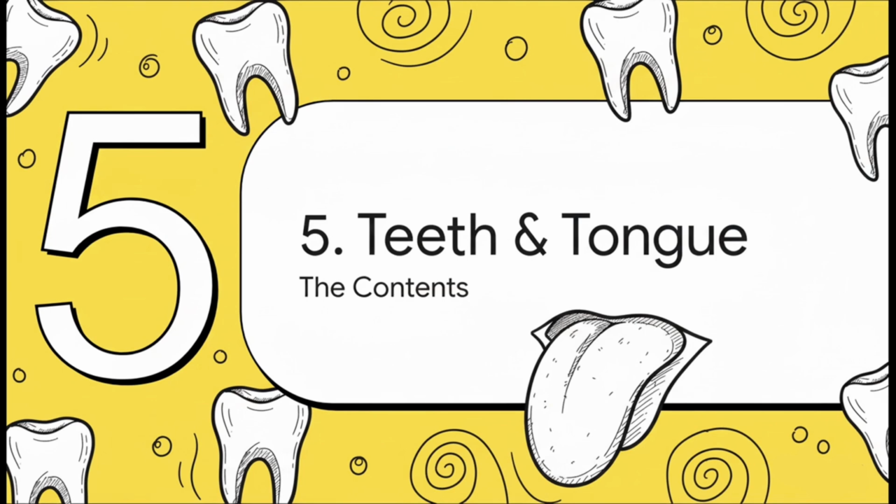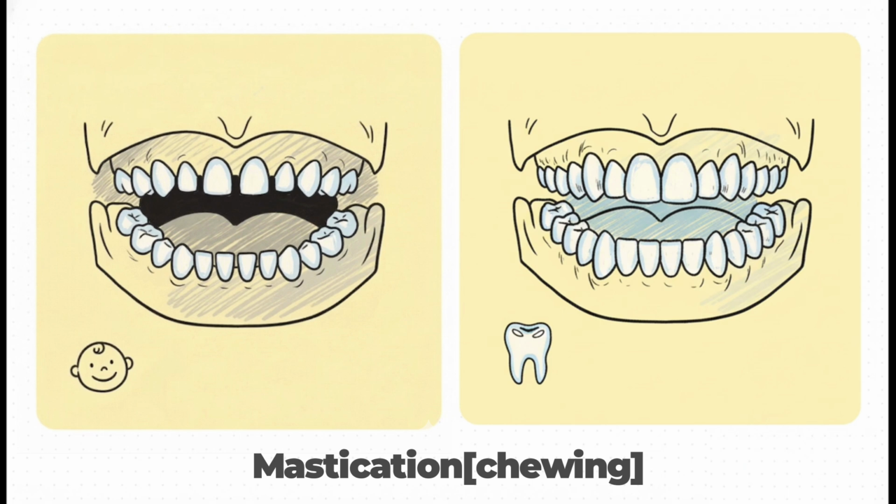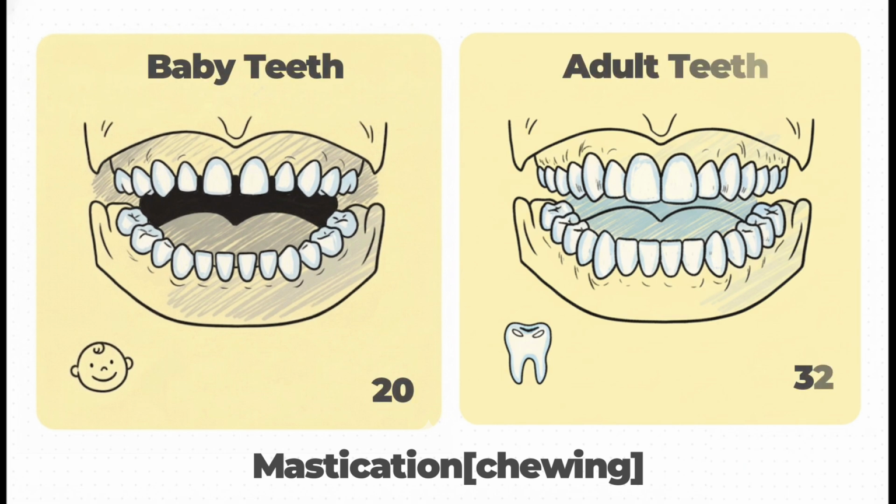The two most obvious structures, of course, are the teeth and the tongue. Our teeth are set into the upper maxillary and lower mandibular arches, and their main job is mastication, fancy word for chewing. Humans actually get two sets of teeth in their lifetime. First are the 20 deciduous teeth, or baby teeth. These are eventually replaced by the 32 teeth of the permanent adult dentition, and when they're closed together, they form that all-important barrier between the vestibule and the oral cavity proper.